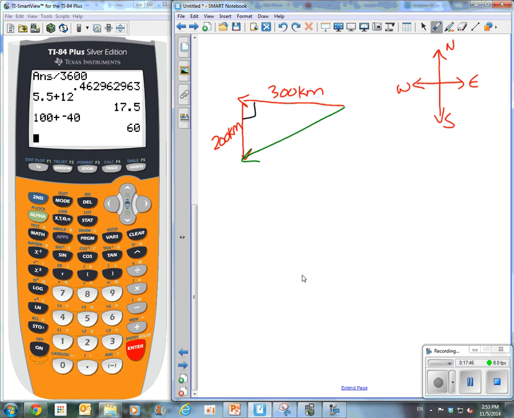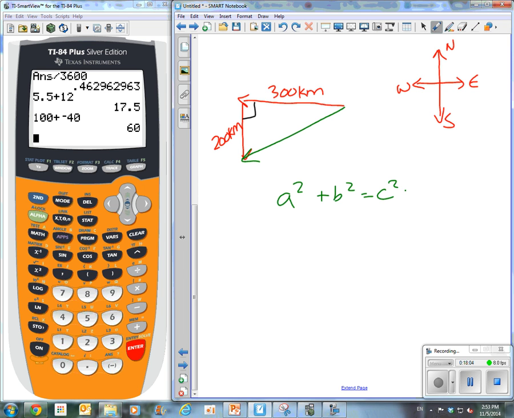So in this particular question here, we are going to figure out the resultant. Okay, and we're going to do that by using Pythagorean theorem. And hopefully you remember Pythagorean's theorem of a squared plus b squared equals c squared.